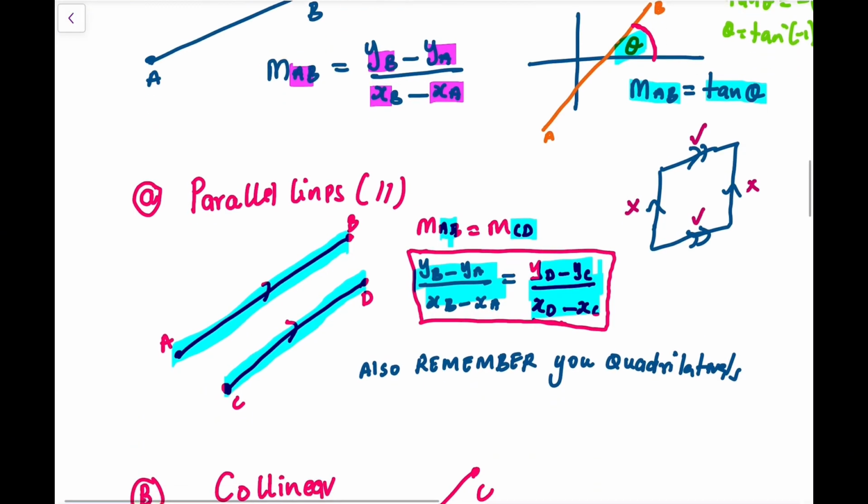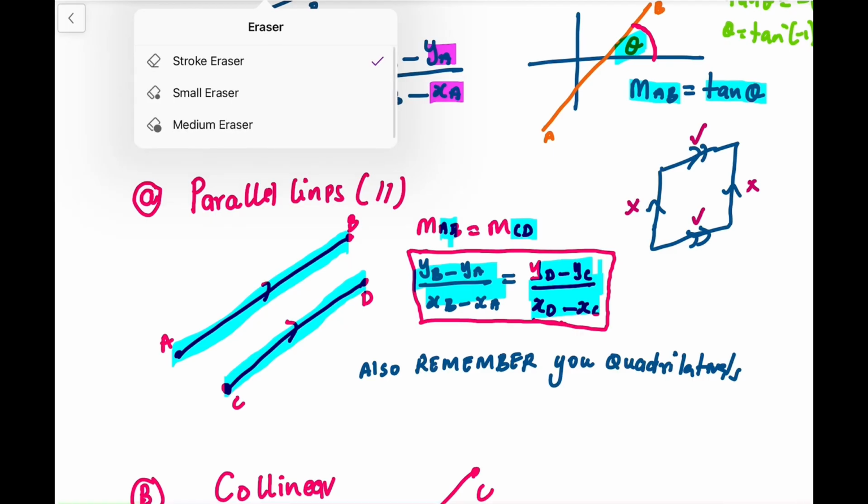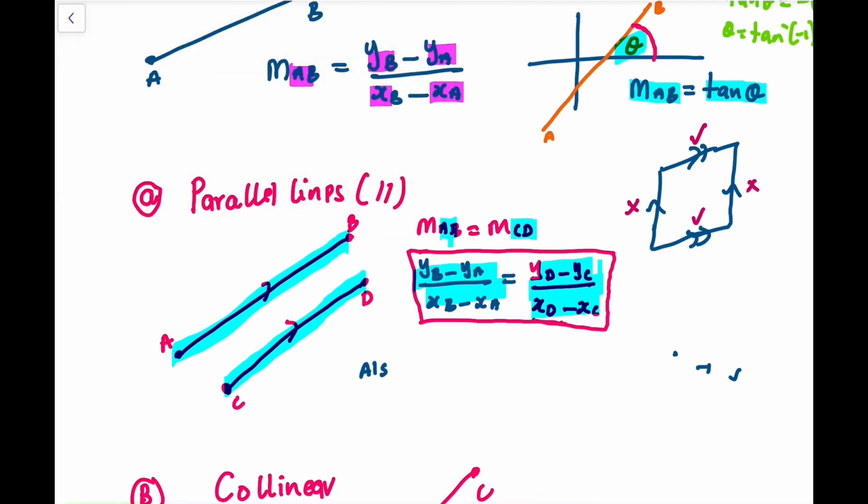Sometimes they will tell you that you have a square. So even with the square, you need to remember that opposite sides are parallel. Sometimes they will tell you that you have a rectangle. You need to remember that even with the rectangle, the opposite sides are parallel. Sometimes they will go further and give you the midpoint theorem.